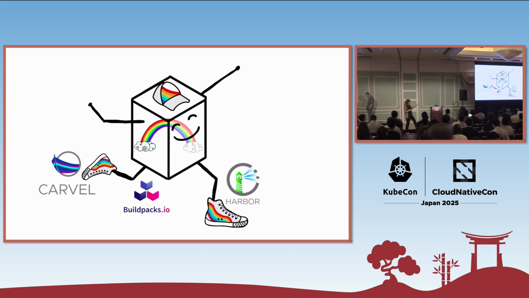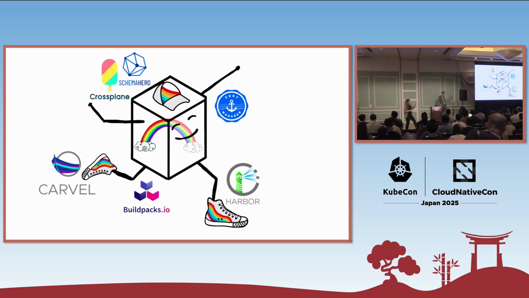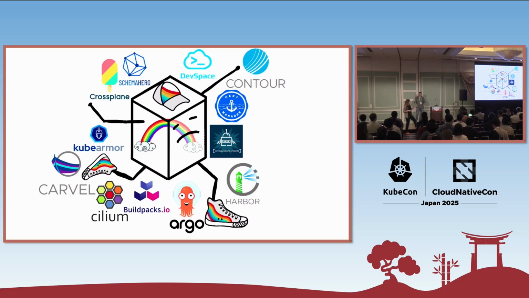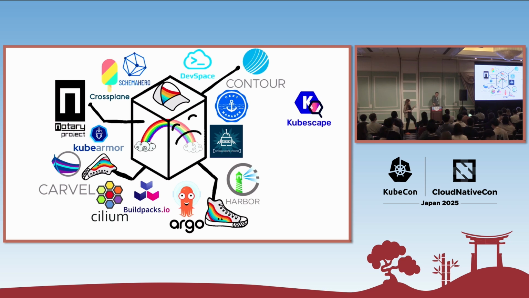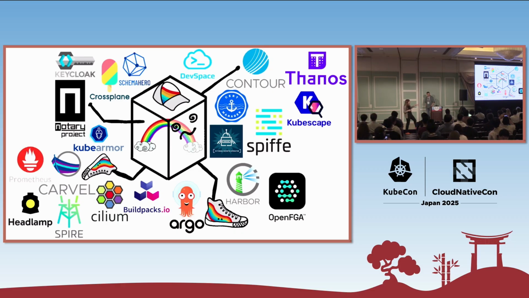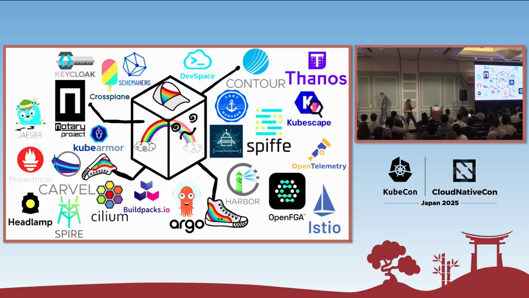Harbor for image signing and registry, Carvel for app configuration, Cert Manager for certificates, Crossplane to define a database as an API and then manage that database inside of Kubernetes, SchemaHero to add schema declaratively to that database, DevSpace for Kubernetes development, Argo CD for GitOps, Contour for Ingress, KubeArmor for runtime security, External Secrets Operator to manage Kubernetes secrets, Cilium for pod-to-pod communication, Kubescape for Kubernetes scanning, Notary Project for container image signing, SPIRE for workload identity management, Keycloak for authentication, OpenFGA for authorization, Headlamp for Kubernetes UI, Thanos and Prometheus for metrics and scaling those metrics, Jaeger and OpenTelemetry for tracing and scaling tracing, Istio for service mesh, and OpenCost for cost management.